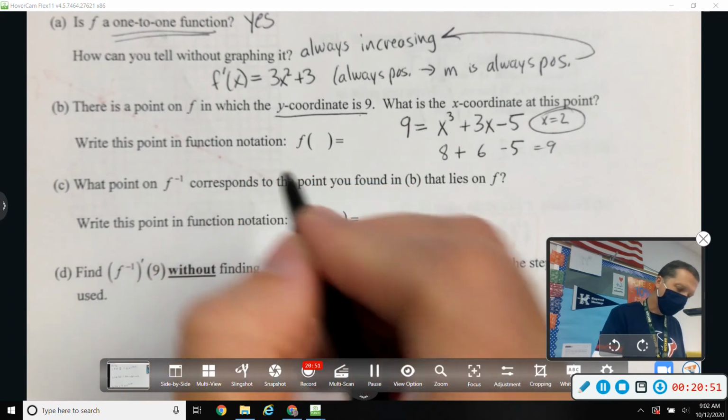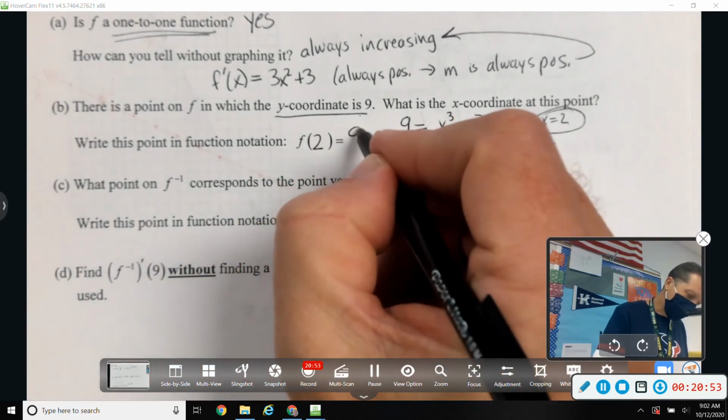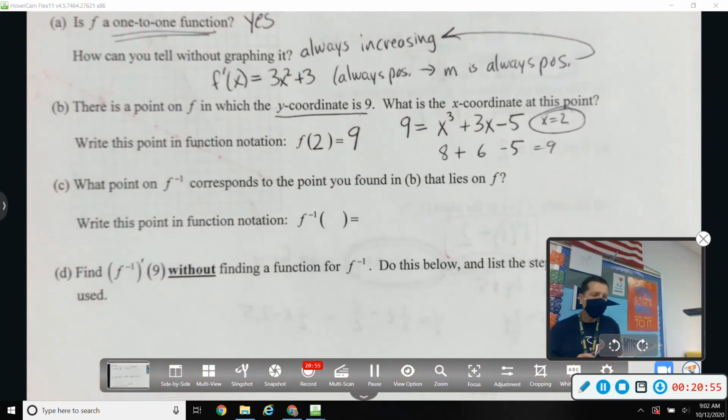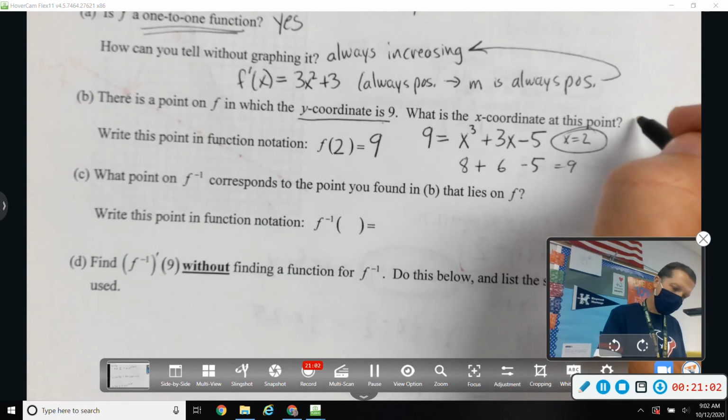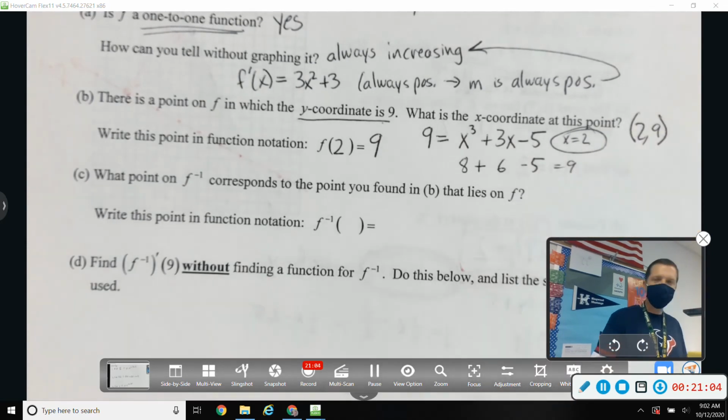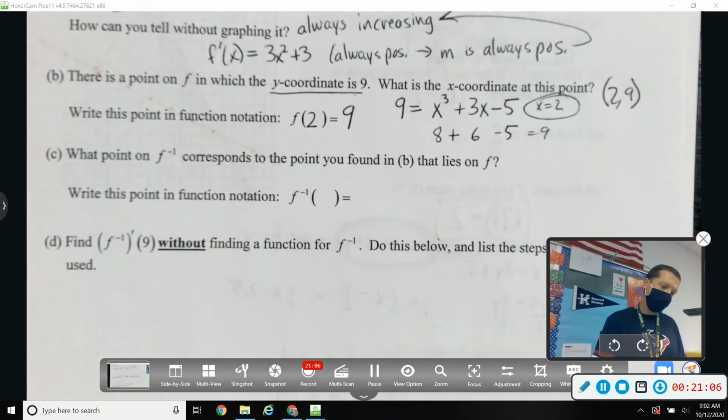So if x is 2 and y is 9, that point was 2, 9. That's not exactly what it asked, but I want to write it like that.